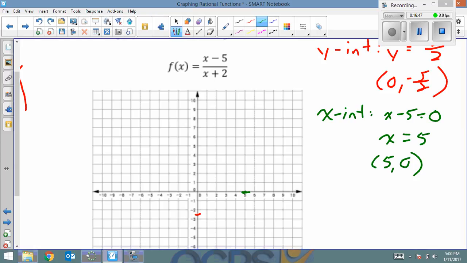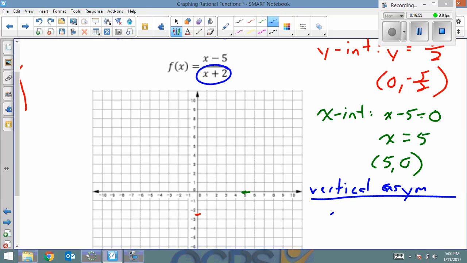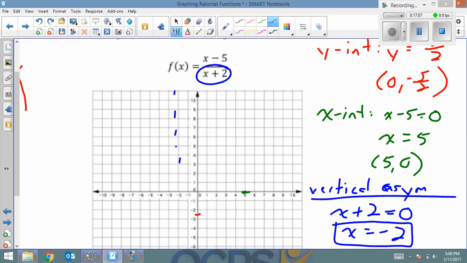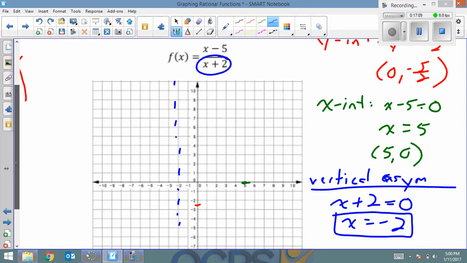The next part would be the vertical asymptote. Vertical, I'm just going to put ASY for asymptote. Take your denominator, set it equal to 0. So x equals negative 2. So let's graph that line, a vertical line at negative 2. Like so.